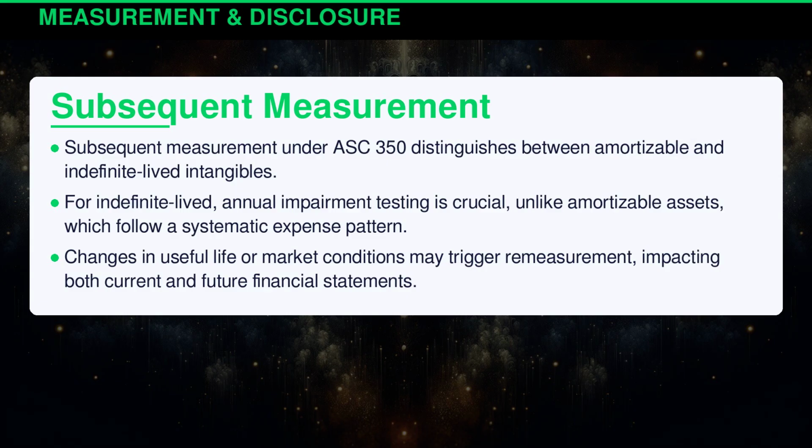For indefinite-lived, annual impairment testing is crucial. Unlike amortizable assets, which follow a systematic expense pattern, changes in useful life or market conditions may trigger remeasurement, impacting both current and future financial statements.